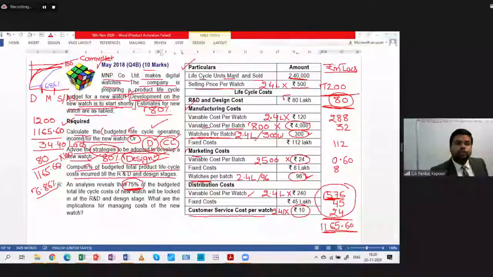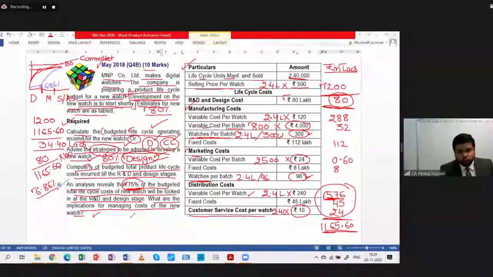Okay, now moving to the third part. What does the third part try to ask you? An analysis revealed that 75% of the budgeted total life cycle cost of the new watch will be locked in at the R&D and design stage. What are the implications for managing the cost of the new watch? So what they ask you is the same thing which you were asked in the second part, again here. They simply ask what you will do, because you know that 75% of the cost is going to be committed during the R&D. So what will you do during the R&D and afterward?